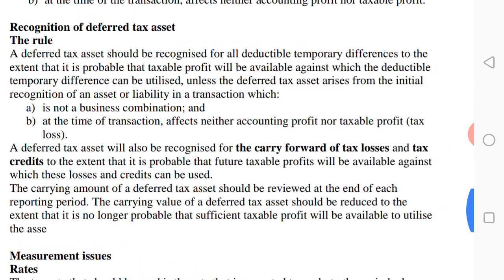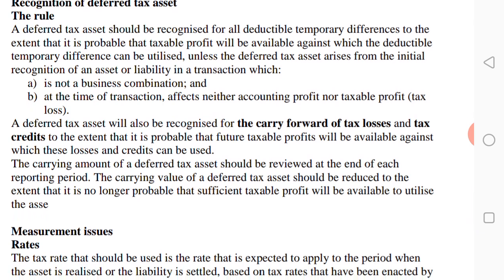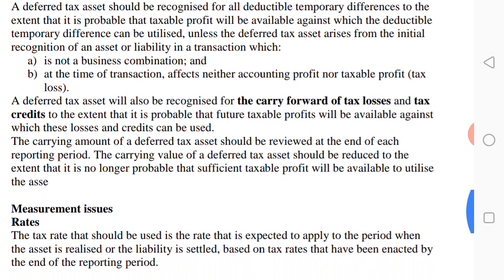So deferred tax assets should be recognized for all deductible temporary differences. When we say deductible temporary difference, it's a deferred tax asset to the extent that it is probable that taxable profit will be available against which the deductible temporary difference can be utilized, unless the deferred tax asset arises from the initial recognition of an asset or liability in a transaction which is not a business combination. At the time of the transaction, it affects neither the tax profit nor the accounting profit.